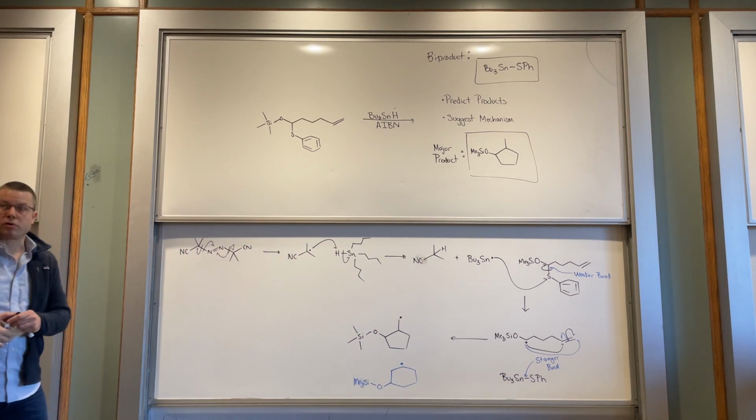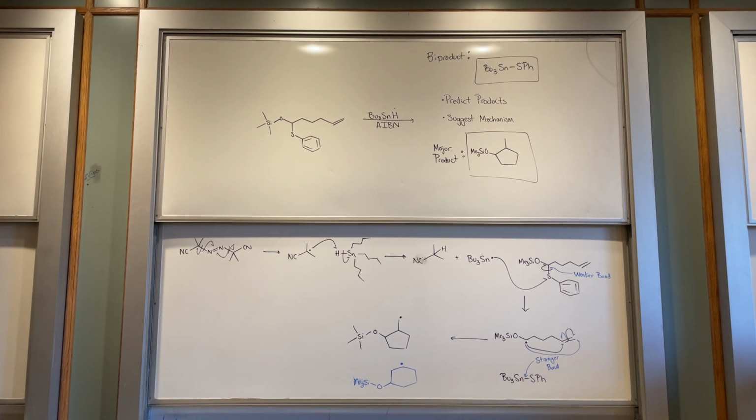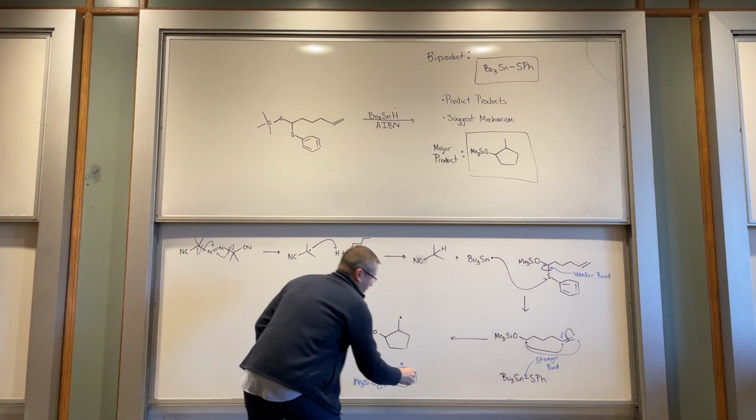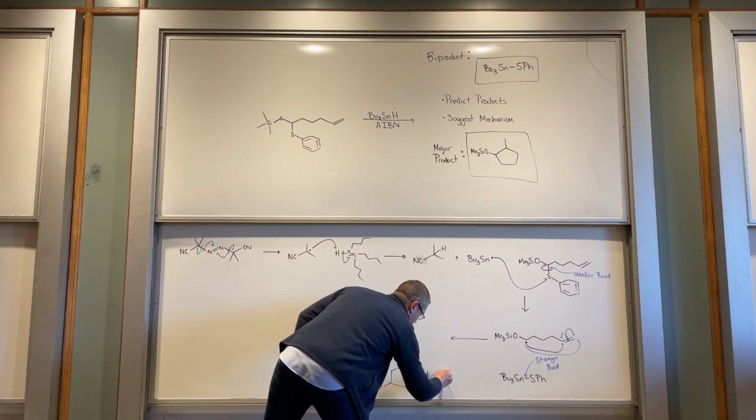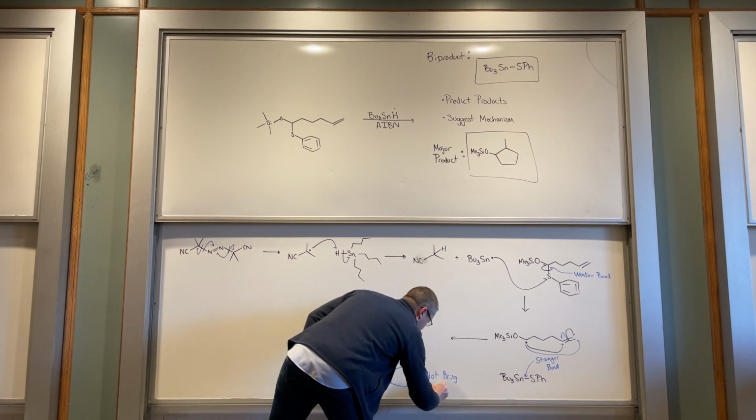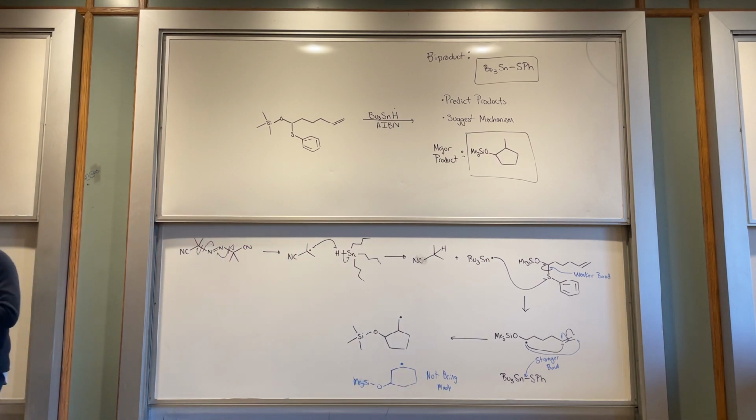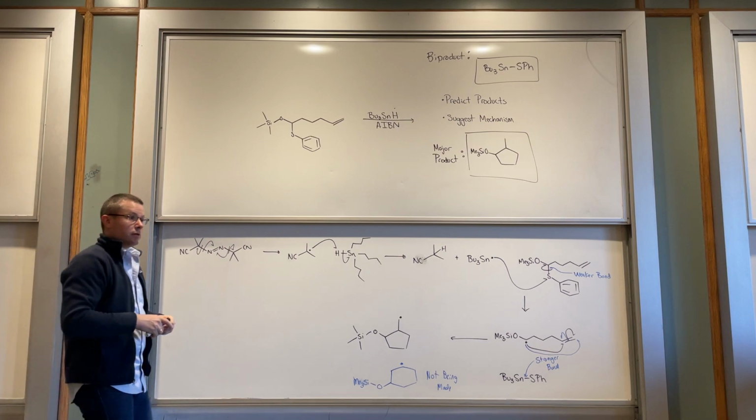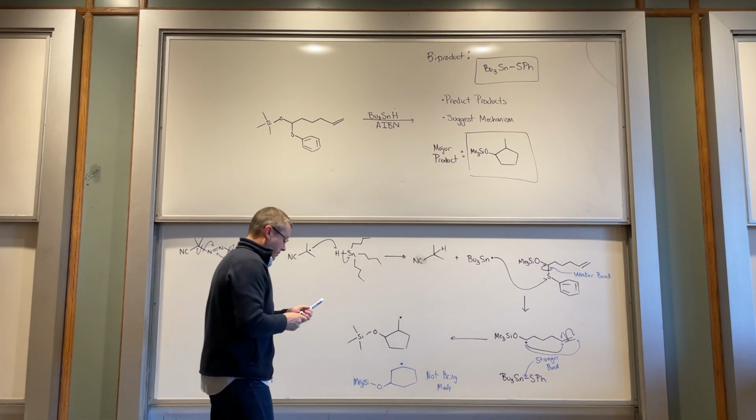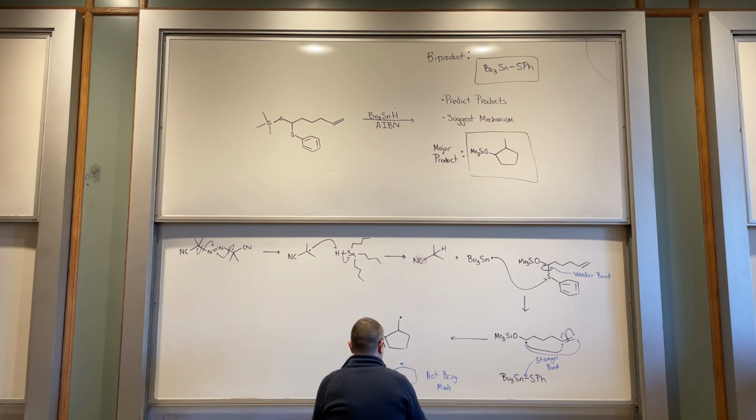Right, but we don't see any product that would develop from that radical intermediate. Why should that be surprising to you guys? Secondary radical is more stable. Good. Secondary radical is more stable, right? That's what we learned when we talked about radical stability.